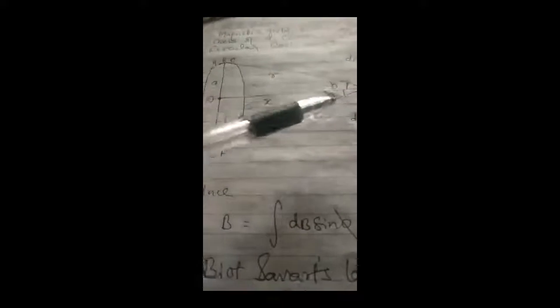Today we are finding the magnetic field intensity on the axis of a current carrying circular coil. For that we will suppose this is a circular coil. In this coil the current I is flowing. O is the center of the coil. a we have supposed the radius. We will suppose a point P on the axis of the coil.